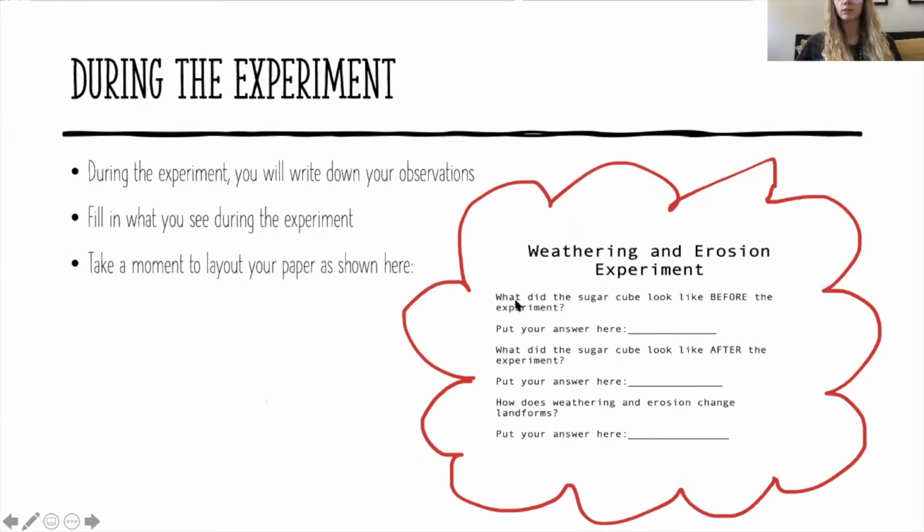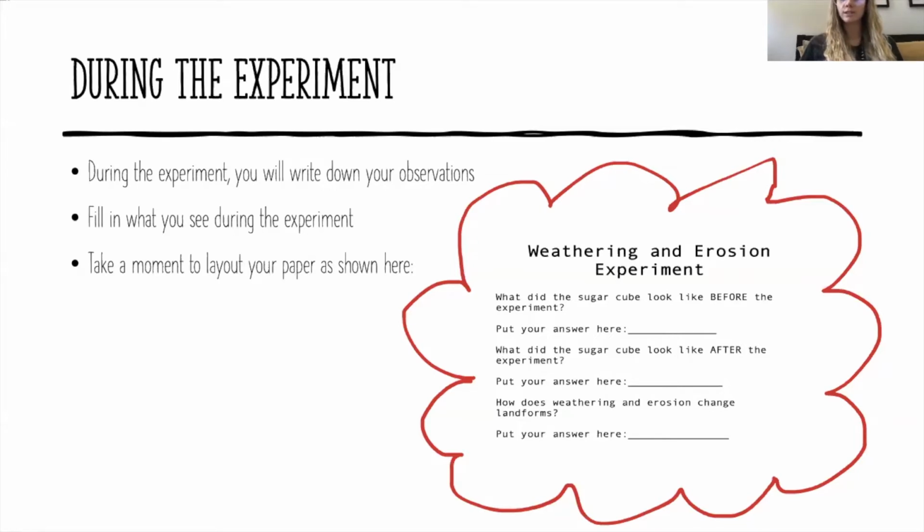You're going to write down, what did the sugar cube look like before the experiment? And you're going to put your answer here. Next question, what did the sugar cube look like after the experiment? And then you're going to put your answer here. Third question, how does weathering and erosion change landforms? And then your last answer is going to go here. So go ahead and pause the video and take a few moments to write this down on your piece of paper.